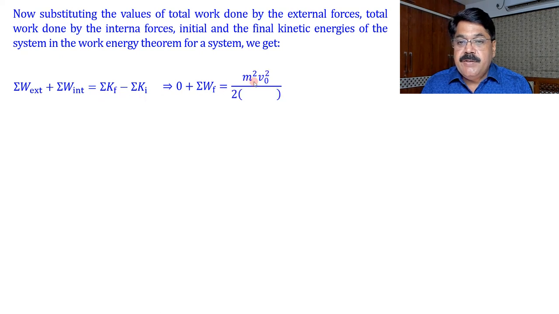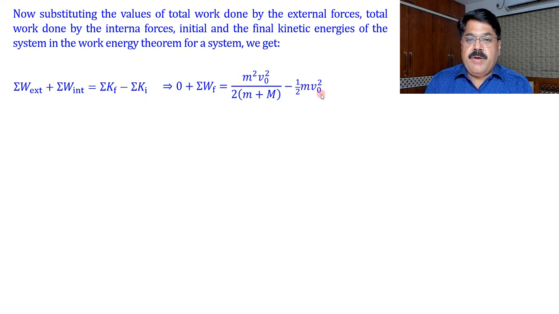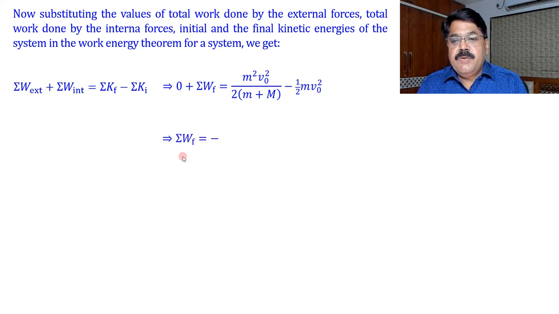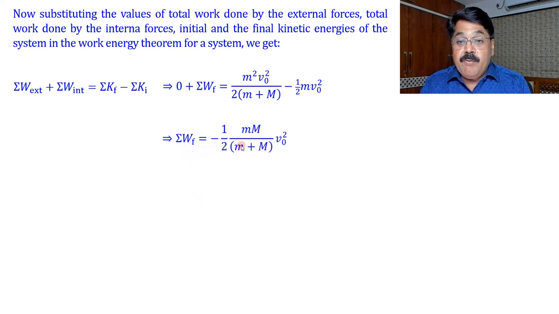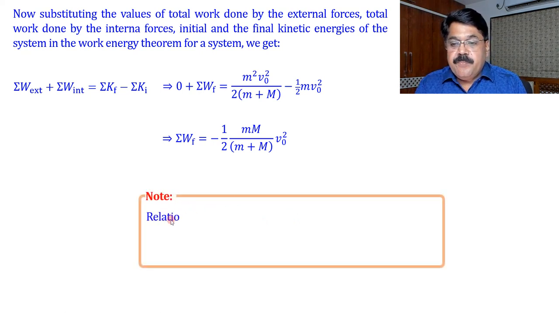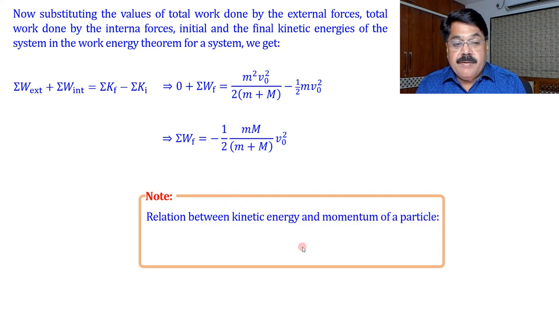What is final kinetic energy? m square v naught square upon twice of (m plus M) minus half m v naught square. Now by solving this, what do we get? Summation of W friction is minus half, m upon (m plus M) into M upon (m plus M), into v naught square. Now we can see the similar expression we got earlier. But again, its importance we will discuss while discussing the use of center of mass reference frame. But what we can take as the idea here is the relation between kinetic energy and momentum of a particle, that is K is equal to P square by 2m.